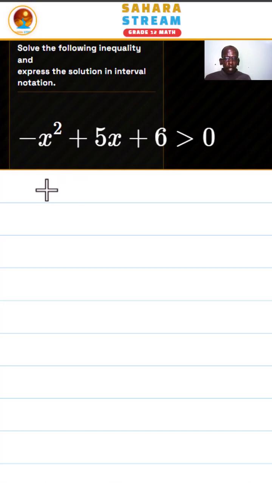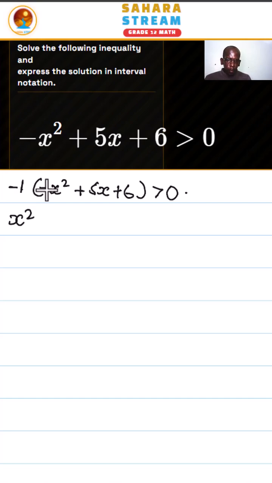The first thing we need to do is to eliminate this negative here so that it becomes easy to solve the whole inequality. To do so, I just need to multiply everything in this whole inequality by -1. So it becomes -1 in brackets, negative x squared plus 5x plus 6, greater than 0. When I open the brackets, negative 1 multiplied by negative x squared is positive x squared, because negative multiplied by negative is positive. Then negative 1 multiplied by 5x is minus 5x, and negative 1 multiplied by positive 6 is negative 6, because positive multiplied by negative is negative. And negative multiplied by 0 will still be 0.